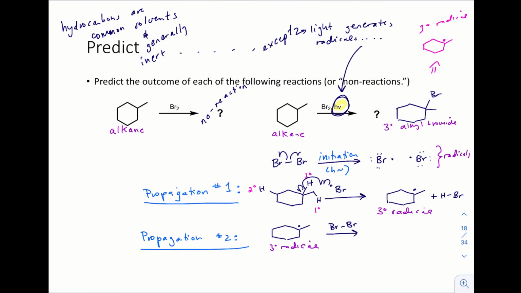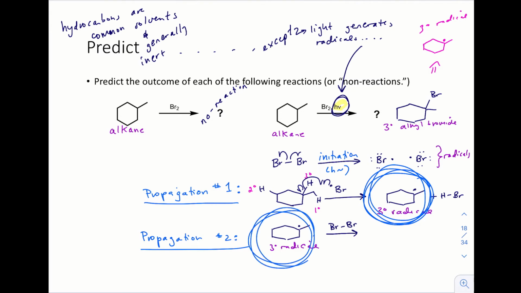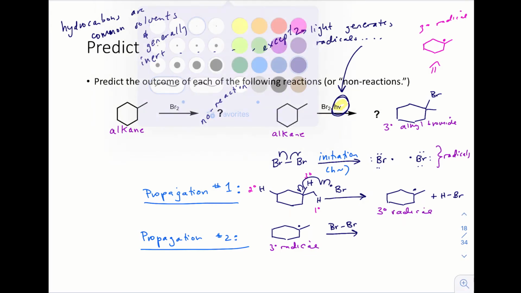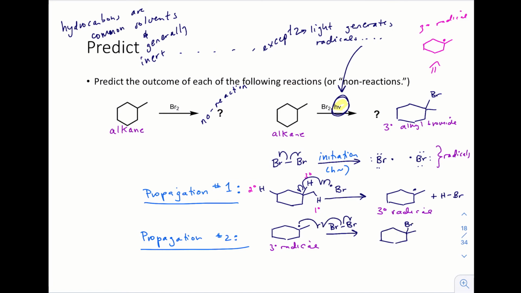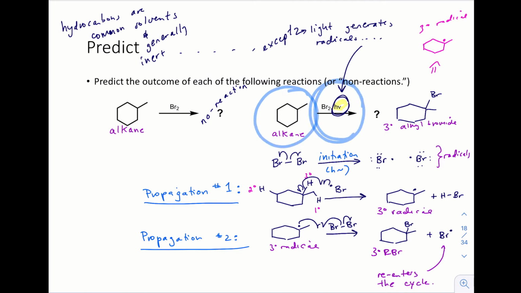In propagation step number 2, the tertiary radical that was formed in the first elementary step reacts again, this time with molecular bromine, to generate the tertiary alkyl halide and another bromine radical which can re-enter the cycle. To summarize, when an alkane is treated with molecular bromine in the presence of light, which generates radicals, a tertiary alkyl bromide, in this case, is observed.